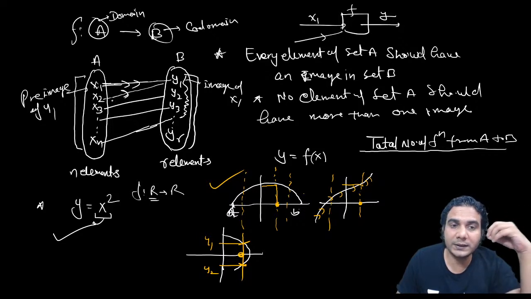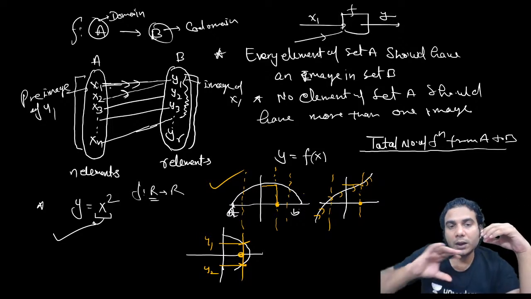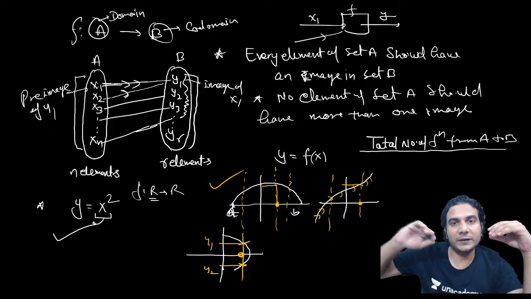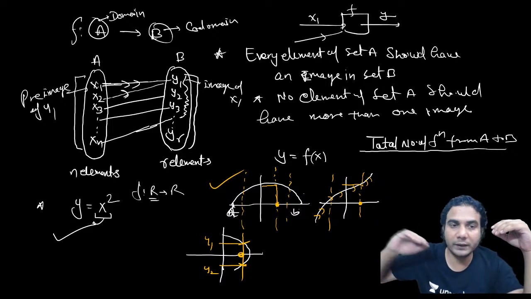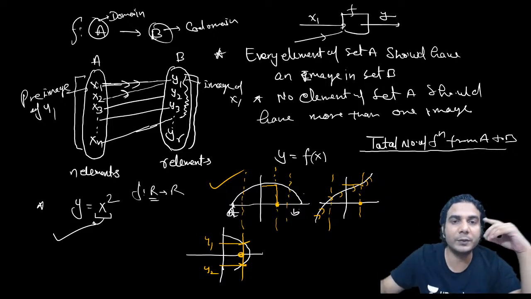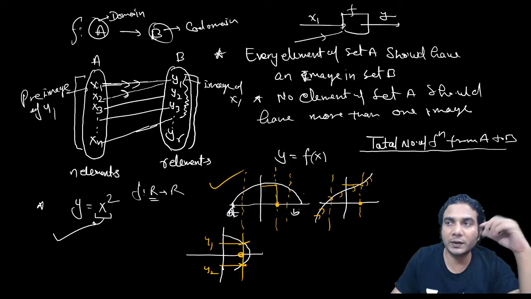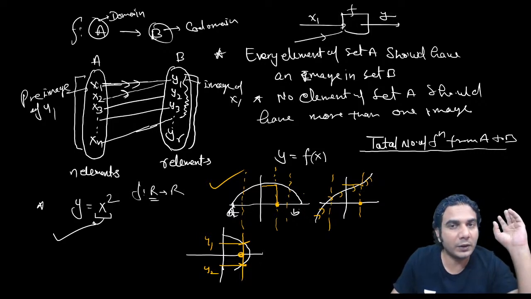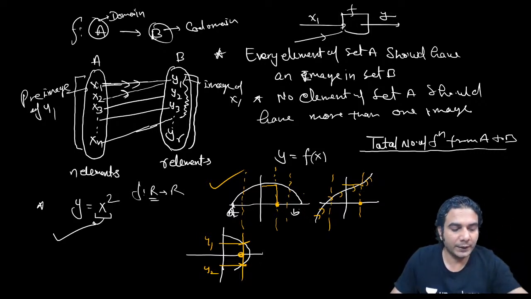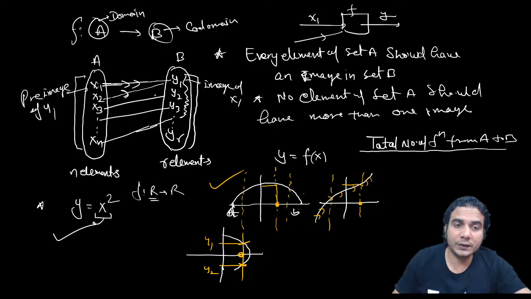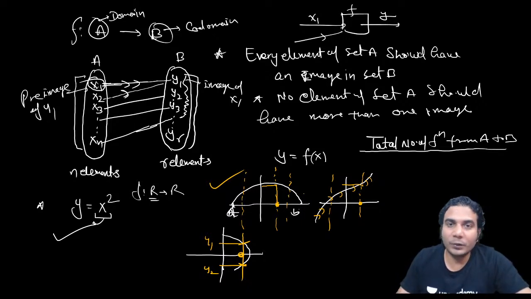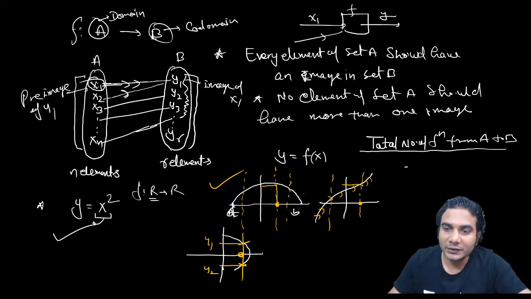It might happen that all these things will go to one box, like all are mapped to y1. x1 is mapped to y1, x2 is mapped to y1, x3 is mapped to y1. That's a constant function. That means whatever you put in, you're getting y1 only as output. So total number of functions: x1 has r options, x2 also has r options, x3 also has r options, like putting n things into r boxes. So total number of functions will be r raised to n.